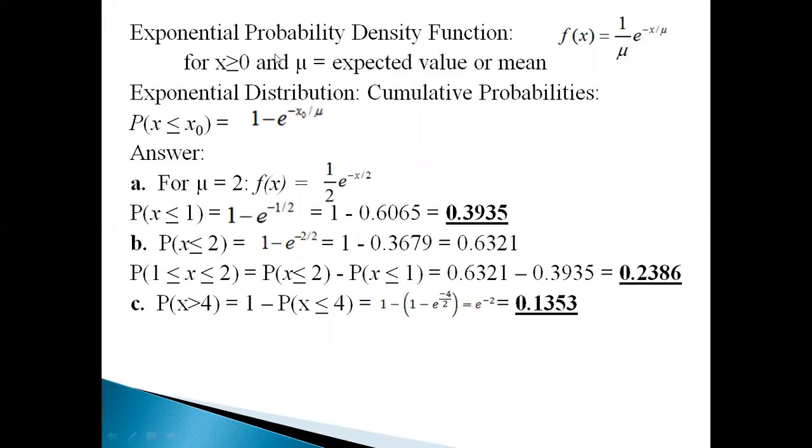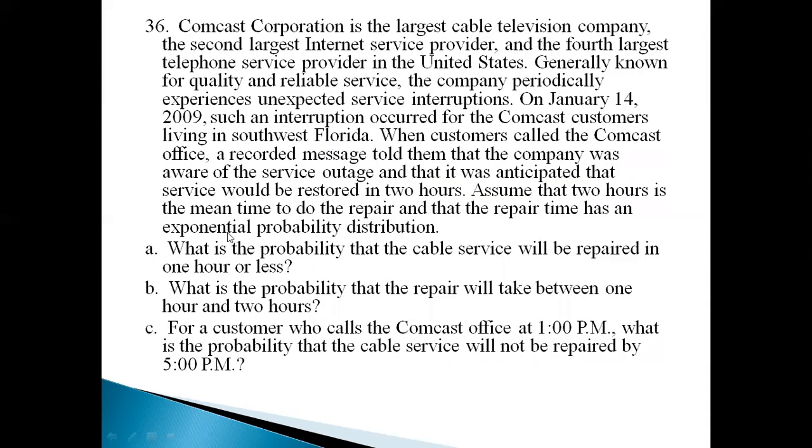Well, first we need to have our equations we're going to use. So we're going to use the exponential probability density function: f of x equals 1 over mu e to the minus x over mu for x greater than or equal to 0. And mu is the expected value or the mean. And they said that was going to be 2 hours in our case. So that's going to be this value here. The exponential distribution for cumulative probabilities: the probability x less than or equal to x naught is 1 minus e to the negative x naught divided by mu.